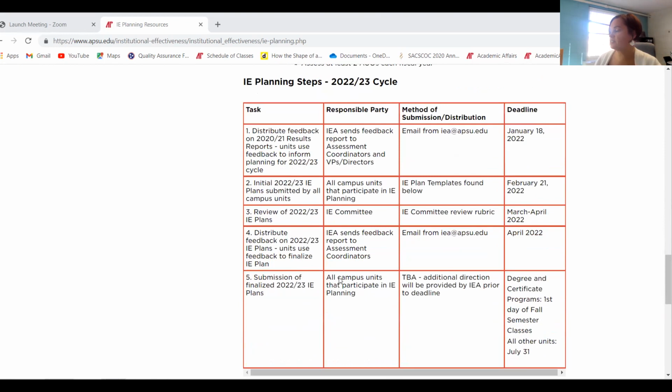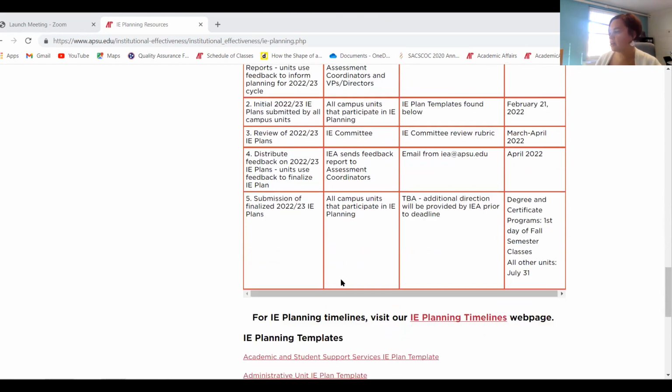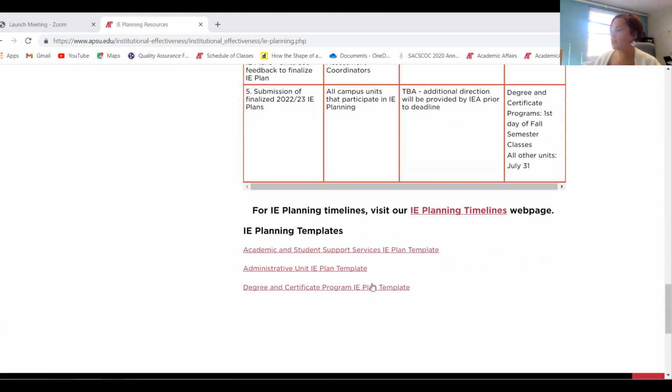And then we'll talk more about this timeline today, but it is on there. And at the bottom of the IE resources page, you can find links to the new IE planning templates that we're going to be asking you to use to submit your plans for next year, for 22-23. And those are due much earlier than normal. So that's one of the reasons we're doing this today.